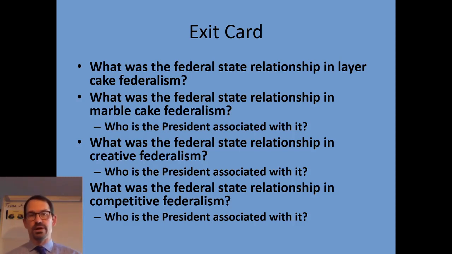What was the federal-state relationship in creative federalism? National government pays for it, states administer the programs, but the states start becoming addicted. Who was the president? LBJ, big-time Democrat. Great Society, entitlements. Medicare, help the old people. Medicaid, help the poor people. Welfare, help the poor people. S-CHIP, help the kids.